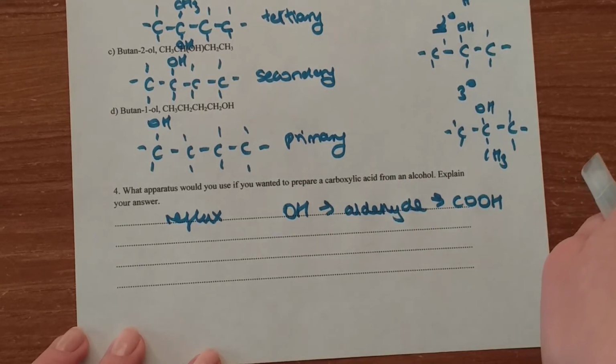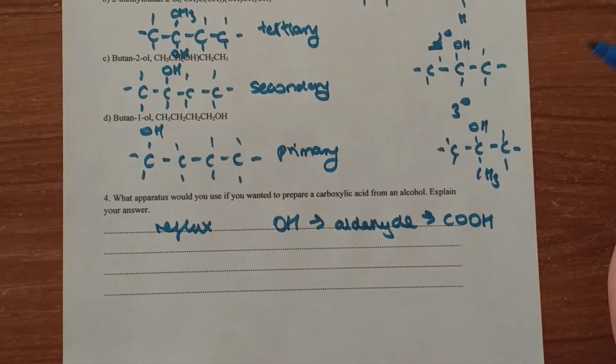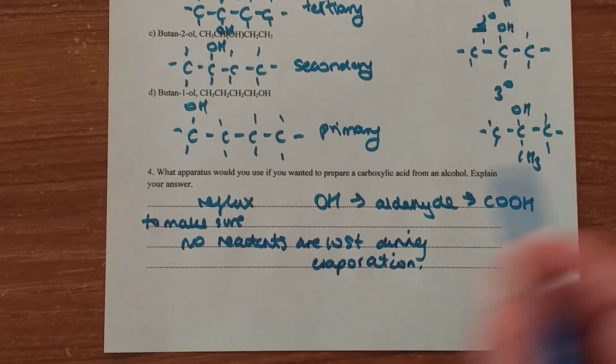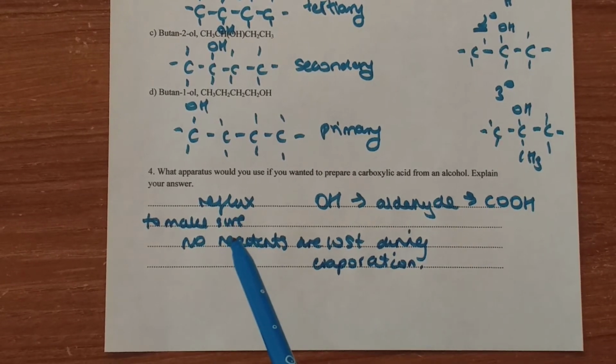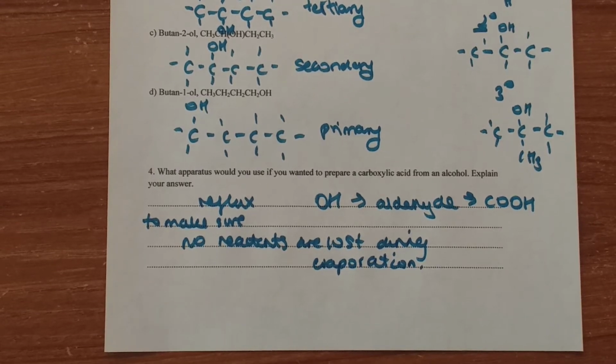We don't just want to stop at aldehyde, and by the time we make aldehyde, we lose all our reagents, reactants, because they evaporated off. That's why we use reflux. So I just wrote to make sure. So reflux is the apparatus to make sure no reactants are lost during evaporation, because whatever wanted to evaporate will condensate again due to the cold water which is present in reflux.